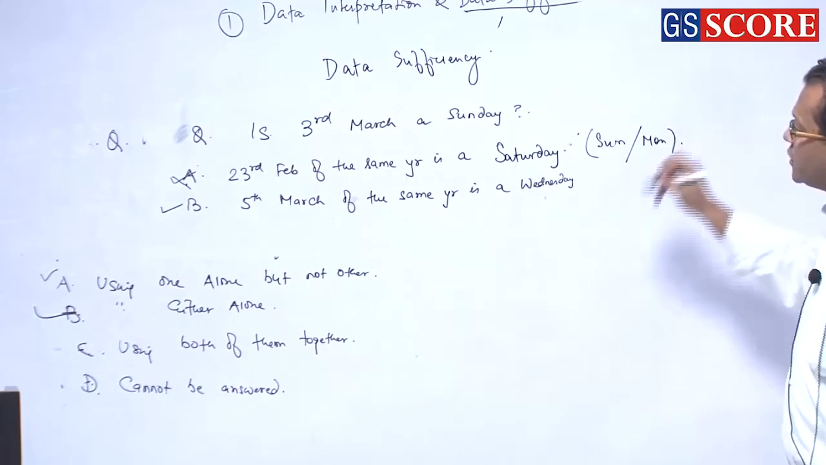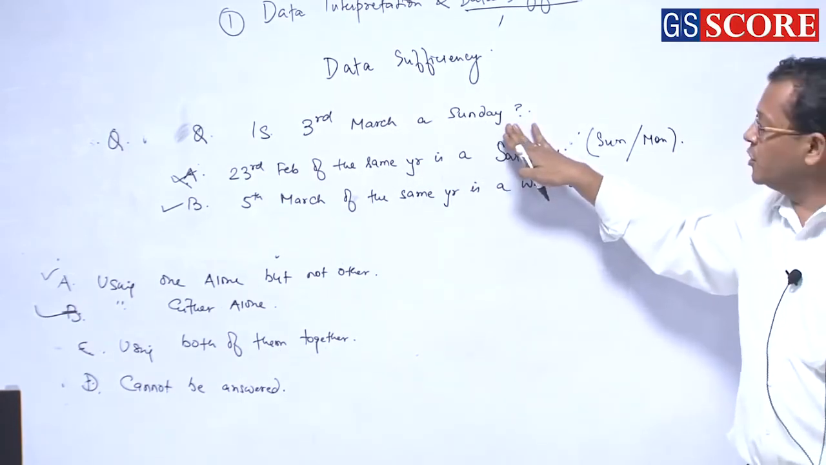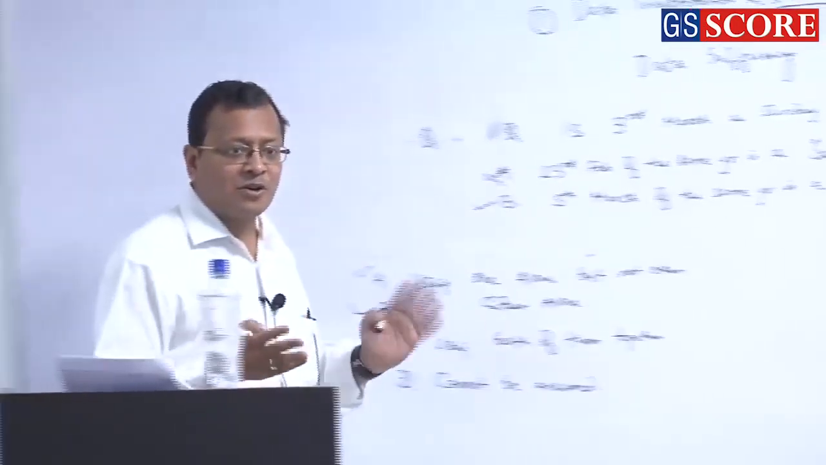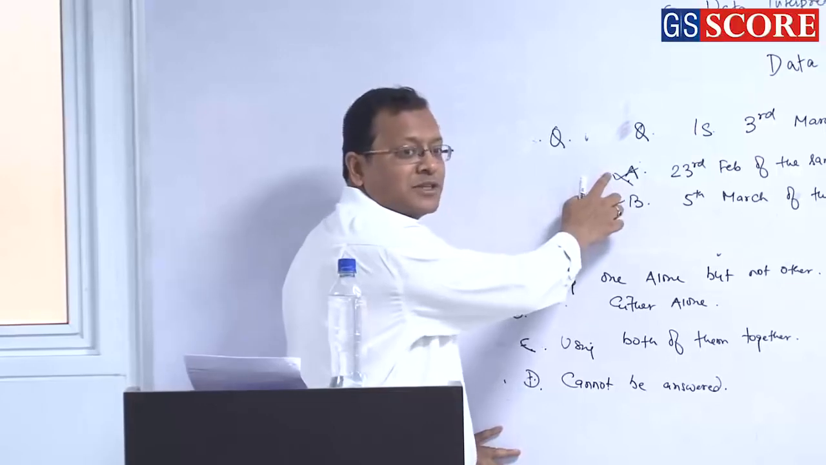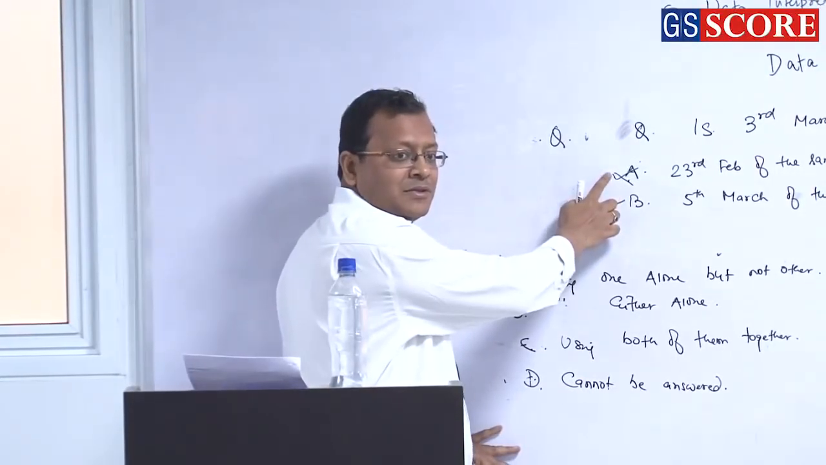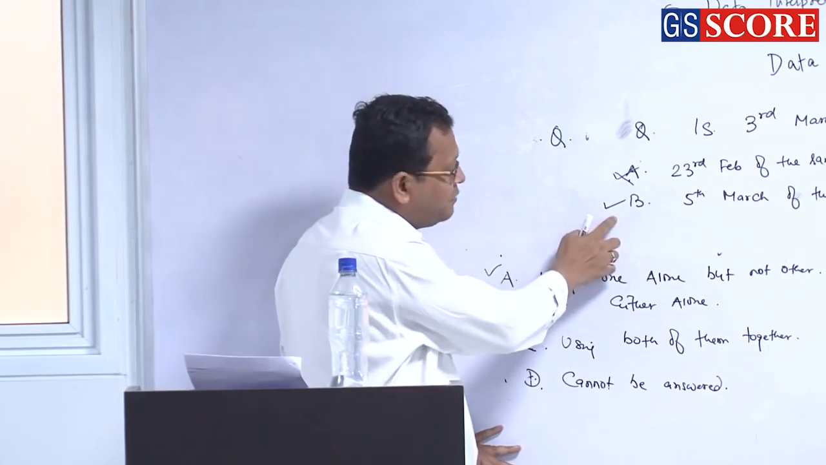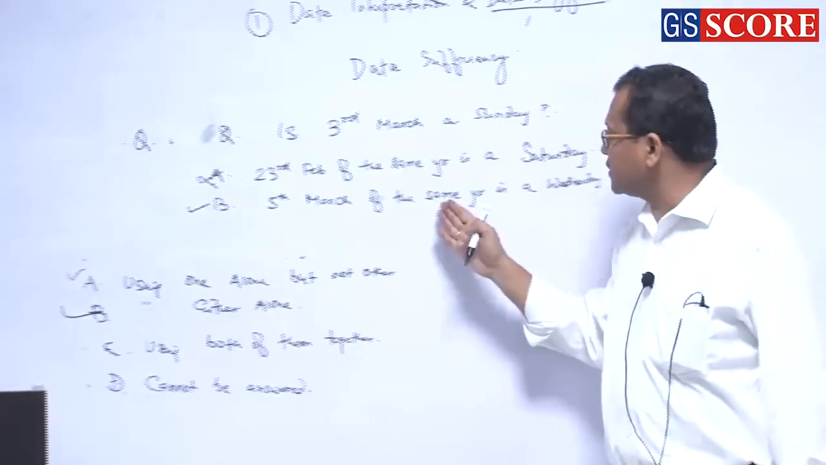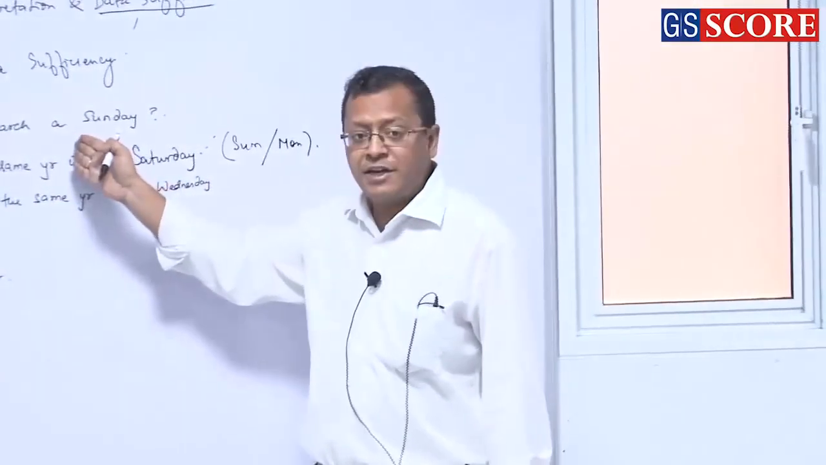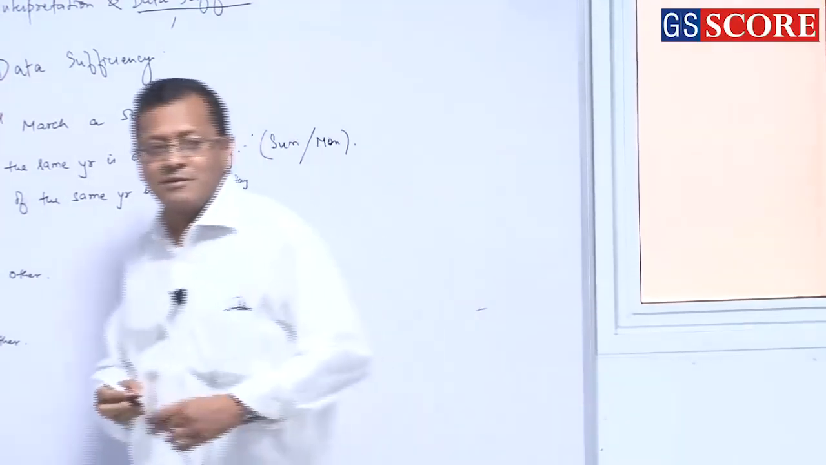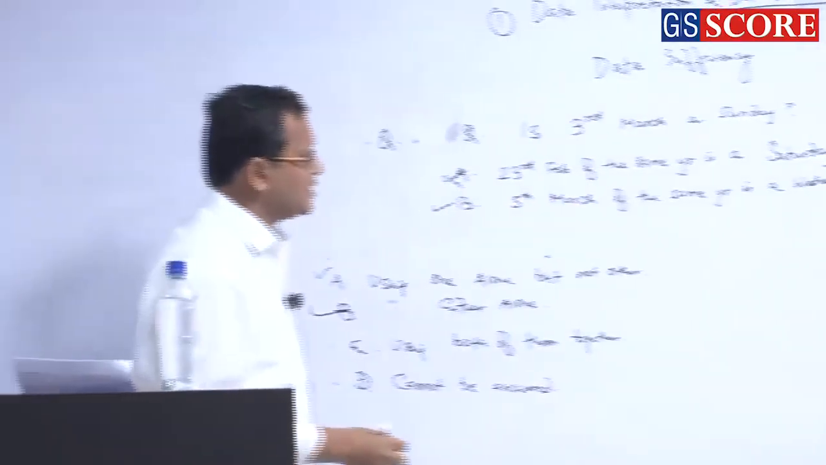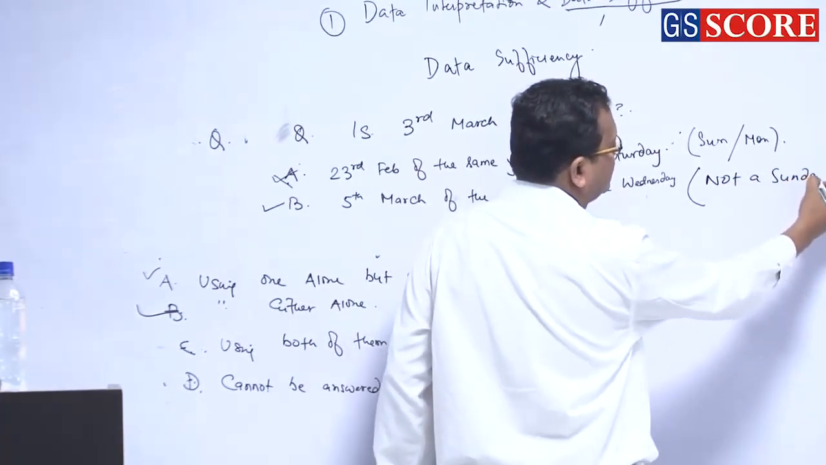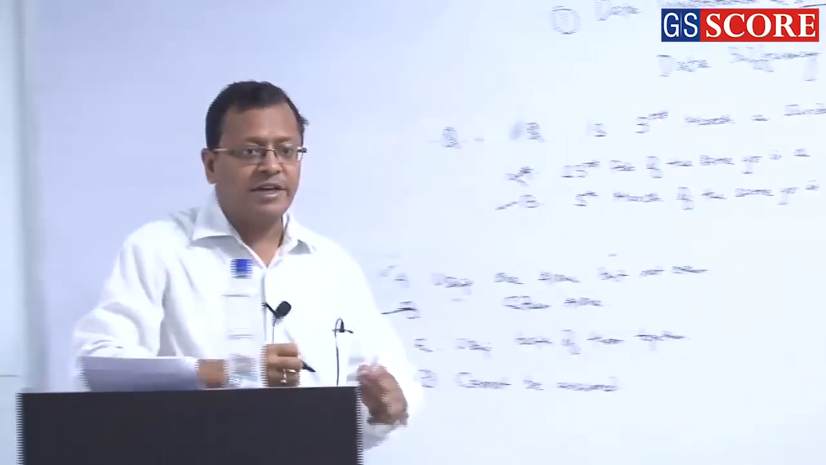So I am asking you a question: is 3rd March a Sunday? You are saying yes sir, no sir, depending on whether the year is a leap year or not. So you cannot answer the question. So I cannot use this statement, but I can definitely say, be it leap year or no leap year, if 5th March of the same year is a Wednesday, then 3rd March is definitely not a Sunday, it's a Monday. So I can answer the question in that case. So you have to be very careful in data sufficiency.